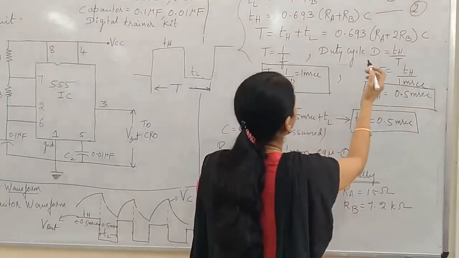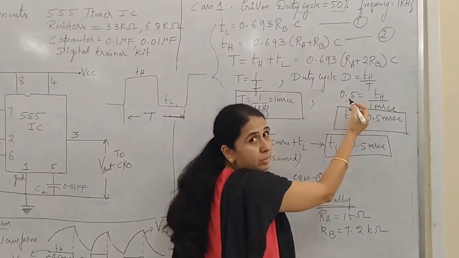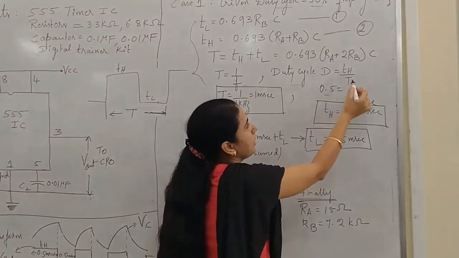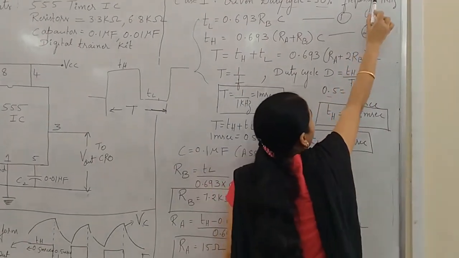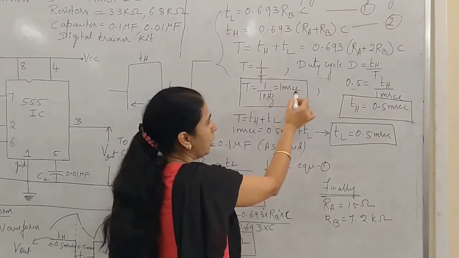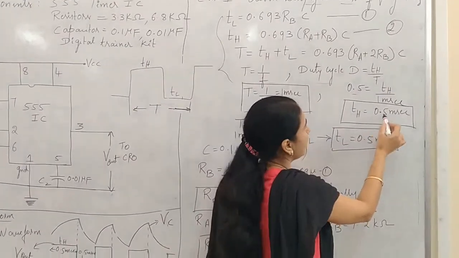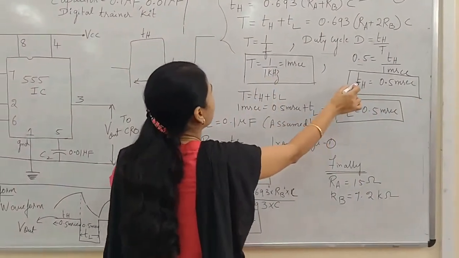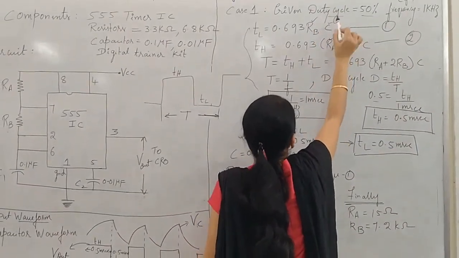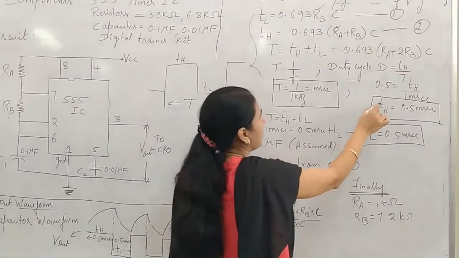So coming to the first, let me calculate. Duty cycle is 50%. 50% is nothing but 50 by 100. We get it as 0.5. Substitute duty cycle as 0.5. As we all know, frequency is given as 1 kilohertz. Substitute F as 1 kilohertz. We get T as 1 millisecond. That T has to be substituted here. We get TH. TH is 0.5 milliseconds. Why I need to find out TH and TL is, my task is to find out RB, RA and C. To find out RB, RA and C, I need to find out TL and TH. To find out TL, I make use of this.